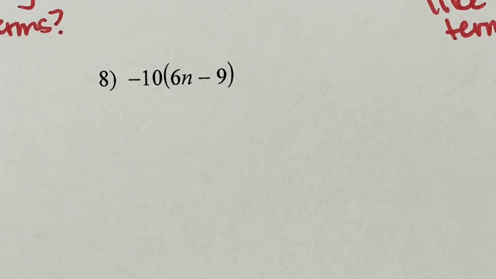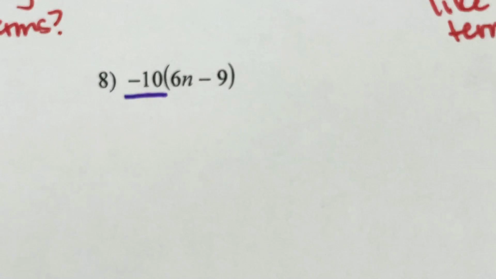Okay, let's look at number 8. Find the parentheses. The parentheses tell us that we're going to have to distribute something, right? So what is the number right in front of the parentheses that we're going to have to distribute? It's going to be this negative 10. Ooh, now we're dealing with a negative, but that's okay. We've dealt with a negative before.